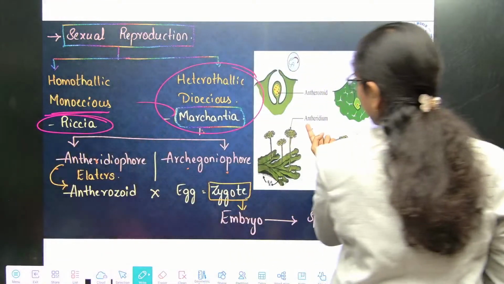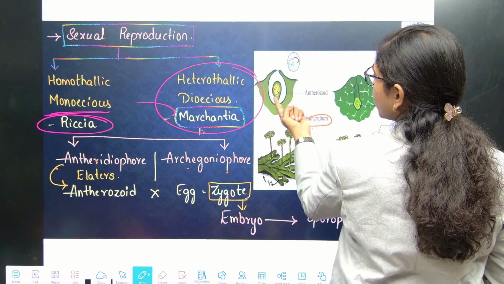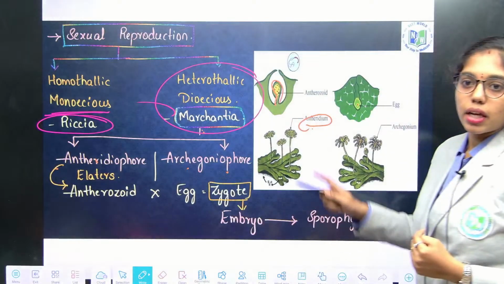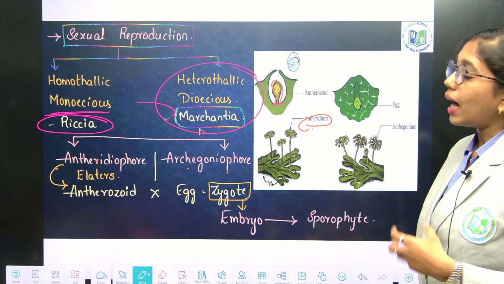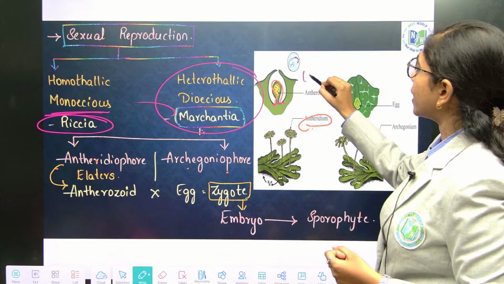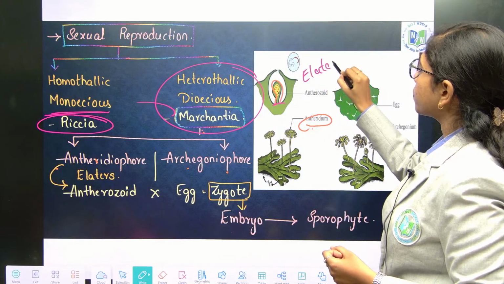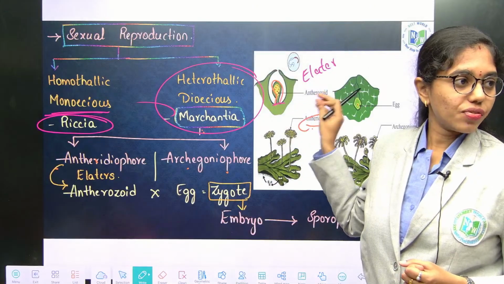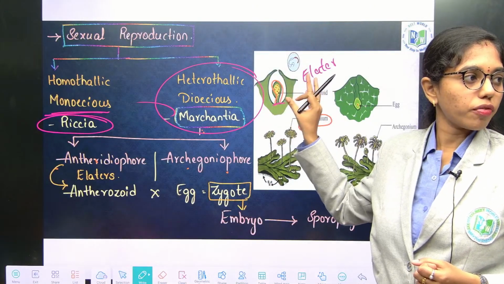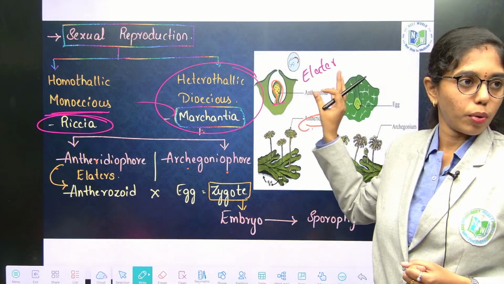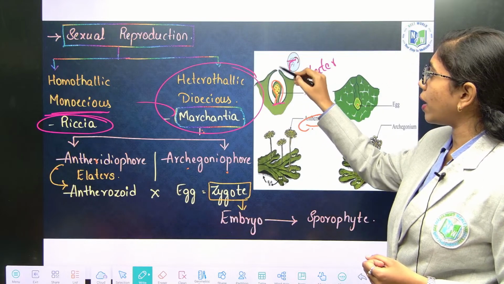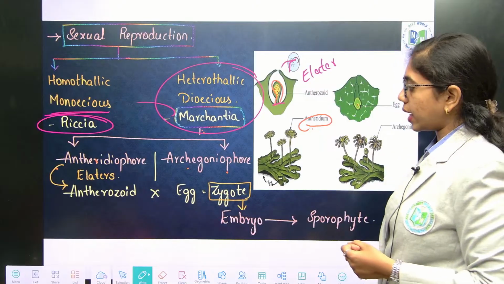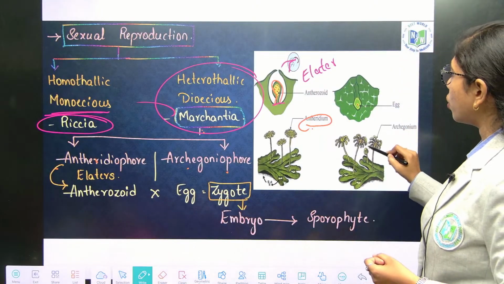This is the antheridium. Inside the antheridium what is present? Antherozoids are present. These antherozoids should be dispersed from the antheridium, yes or no? How will they be dispersed? Via elaters. Elaters are the structures which help in the easy dispersal of antherozoids into the water bodies. And this is the structure of an antherozoid. Can you see the biflagellate condition? Yes, right. And next is the archegoniophore.